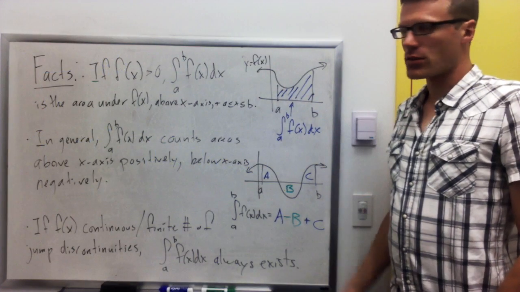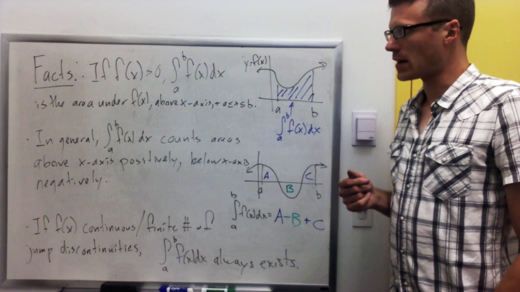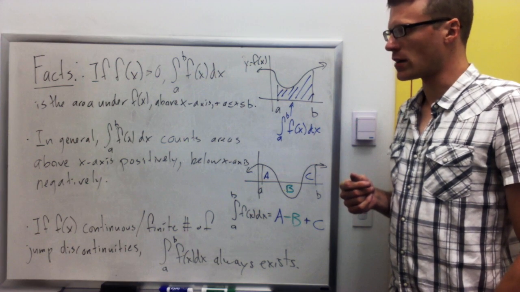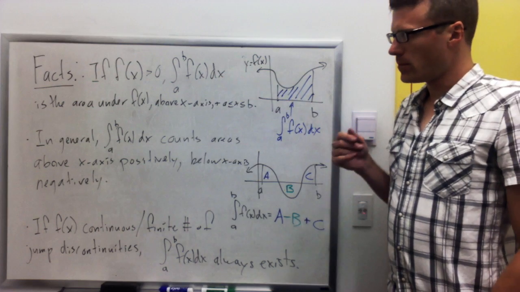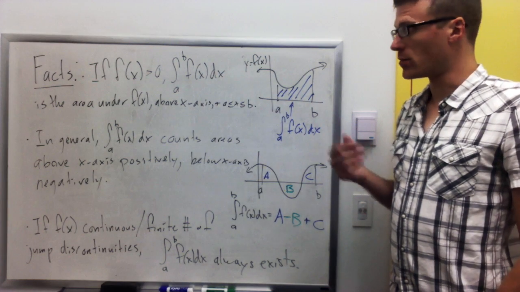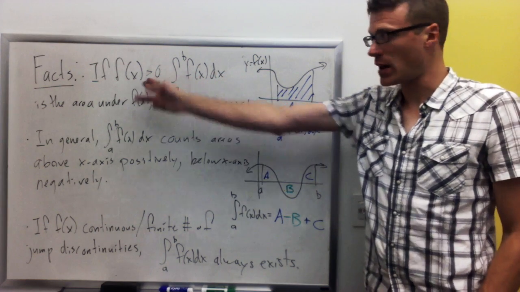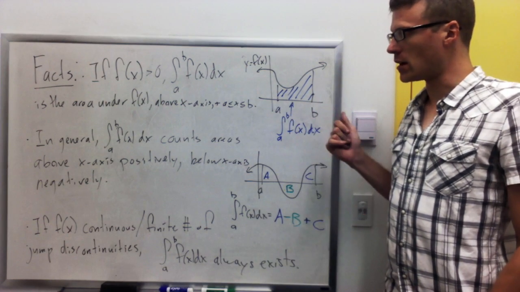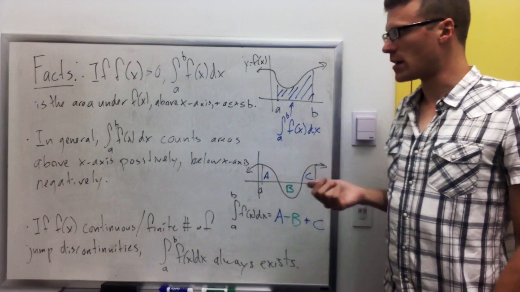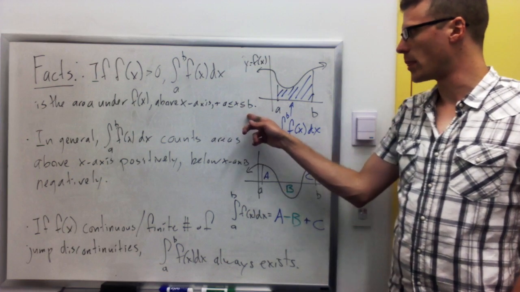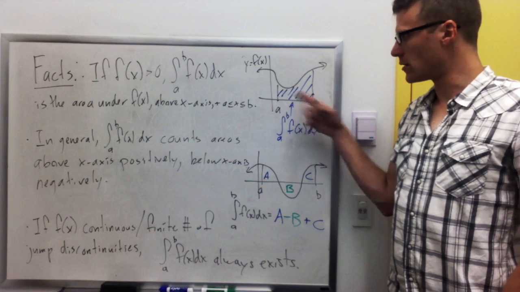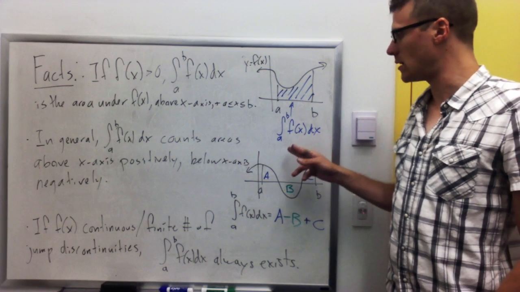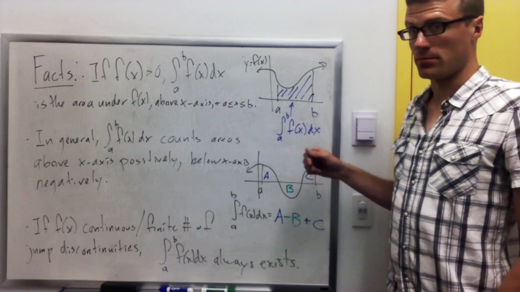So here are some basic facts about integration. First of all, the definite integral for positive functions f does give the correct notion of area under f of x above the x-axis and between a and b. So this area right here, assuming the integral exists, is indeed equal to the integral. Great.